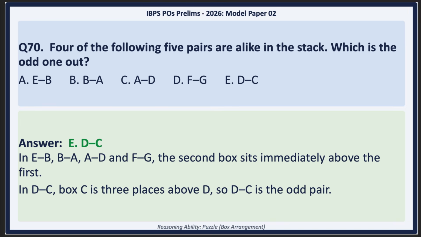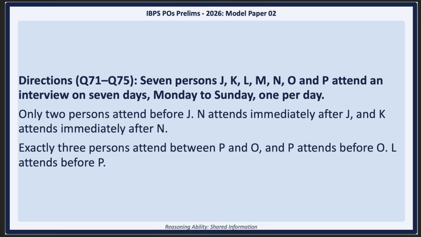Okay, so let's transition that exact same skill from vertical space to horizontal time. Yes, moving on to the day scheduling. Right, so questions 71 through 75 ask us to organize 7 people, J through P, who are attending an interview from Monday to Sunday. It is the exact same cognitive mechanism we just used, just rotated 90 degrees. You're still looking for that anchor. Right, and the clue says, quote, only 2 persons attend before J. So that locks J firmly onto Wednesday.